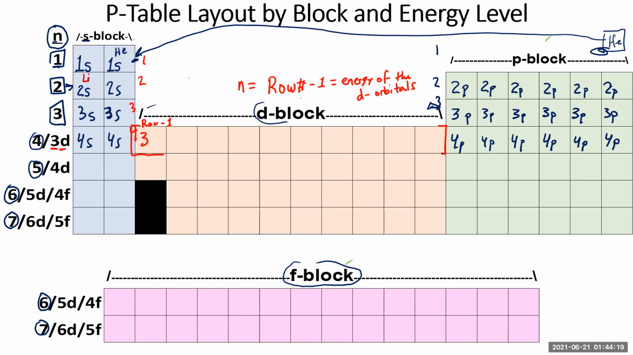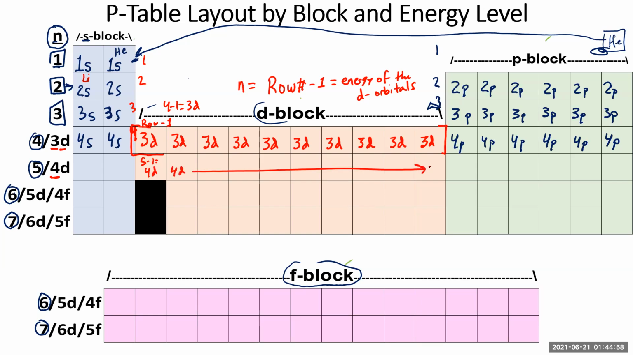Remember, moving left to right across a row does not change what row you're on. We're still on row 4. However, the row minus 1, that's 4 minus 1 equals 3D. So all of these transition metals have 3D electrons inhabiting 3D orbitals all the way across. The next row of D orbitals are 4D. Why? Because we're at row 5. Row 5 minus 1 equals 4D, 4D all the way across.